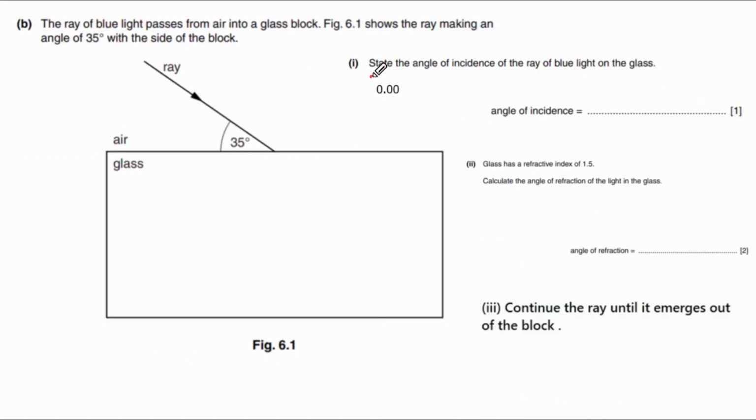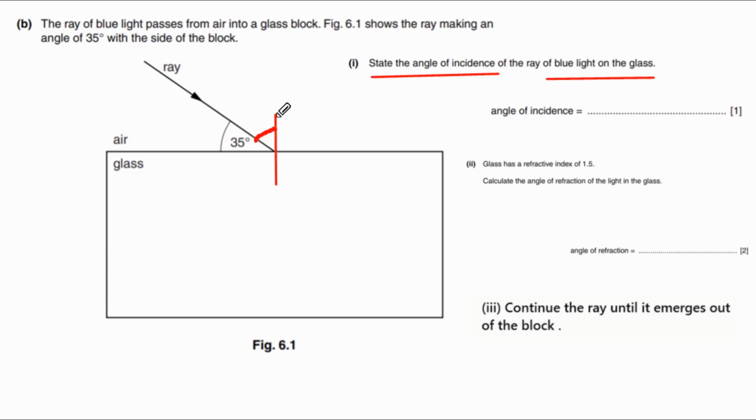For part 1, we need to state the angle of incidence of blue light on the glass. Now, if you look at this figure, the angle from the horizontal is already given to us. In order to find the angle of incidence, we need to draw the normal. So this is our normal line. We can find out the angle of incidence. The angle of incidence is the angle between this ray and the normal. So this is the angle of incidence.